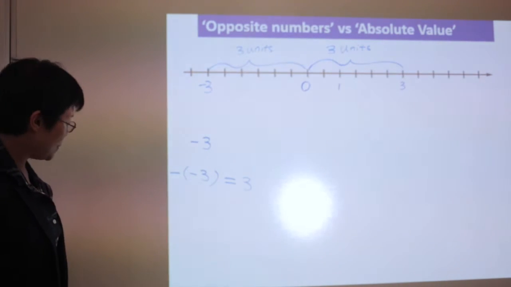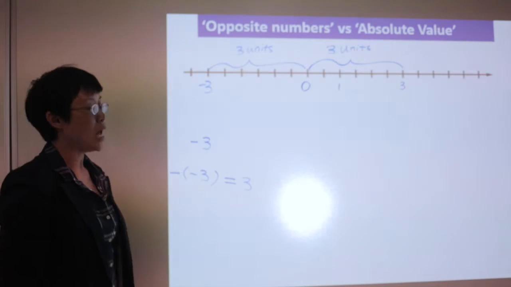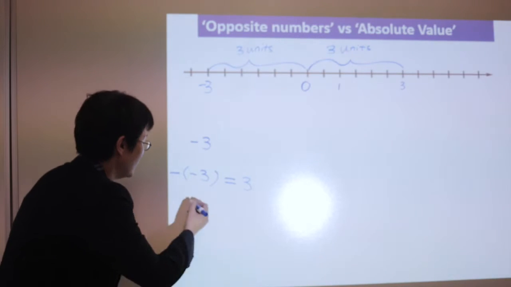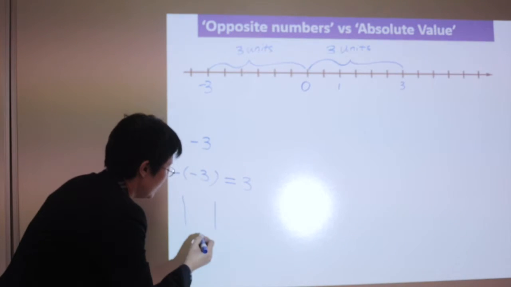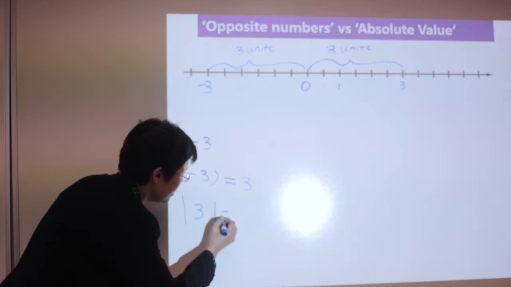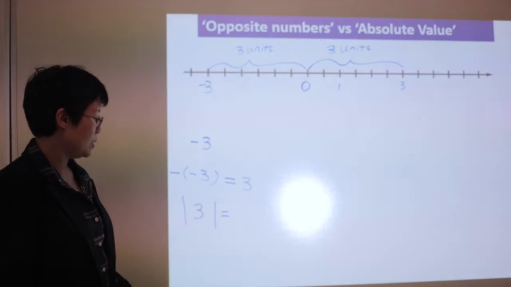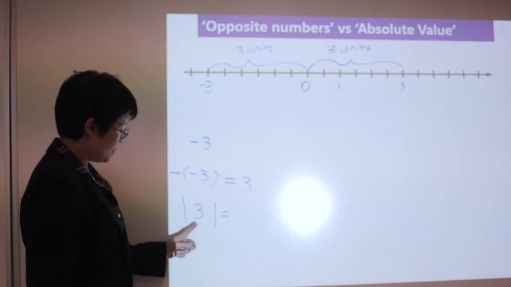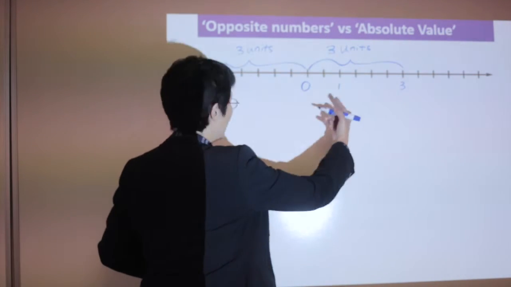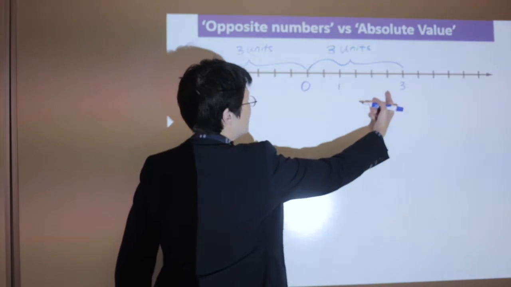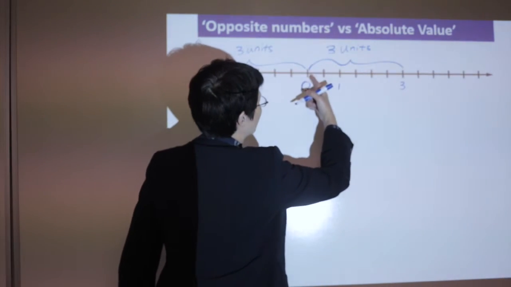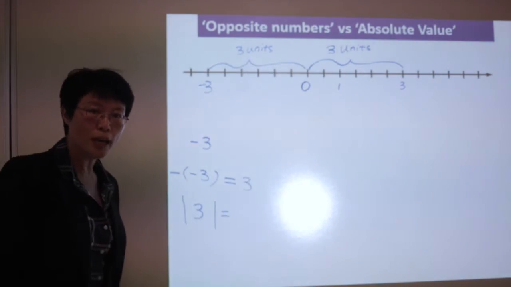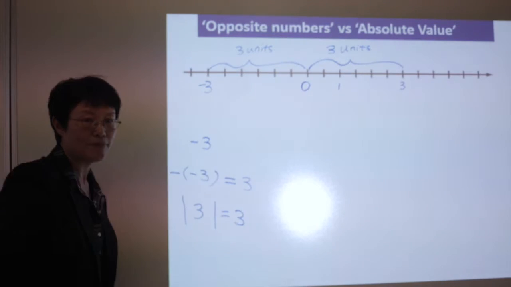Now let's look at the absolute value. So what is the absolute value of 3? The sign of absolute value is 2 long bars. When we put a number inside, we are looking for the distance between this number and 0. Absolute value of 3 means we are looking for the distance between 3 and 0. And we can see from here 1, 2, 3 units. So it is 3 units away, and we put 3 here.